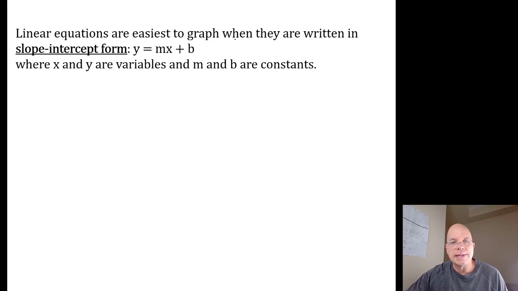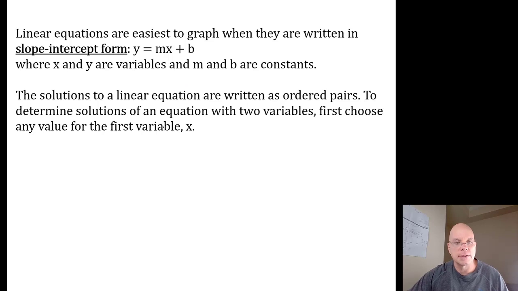Linear equations are easiest to graph. I guess that could be subjective, but I believe it's true. They're easiest when written in slope-intercept form, where you have y isolated on one side of the equation, and then your x and any constant terms are on the other side. m is the coefficient of the variable term, and there's a lot to m. We'll get to that a little later this week, and a lot next week.